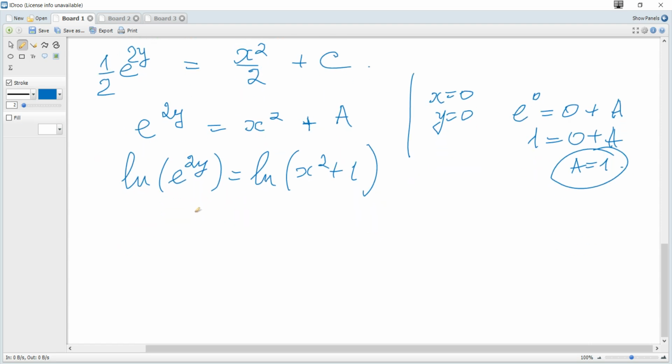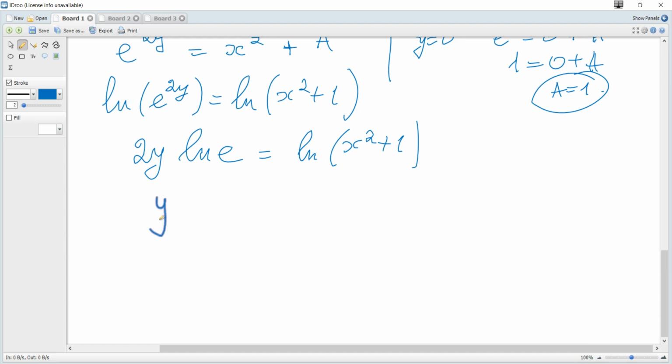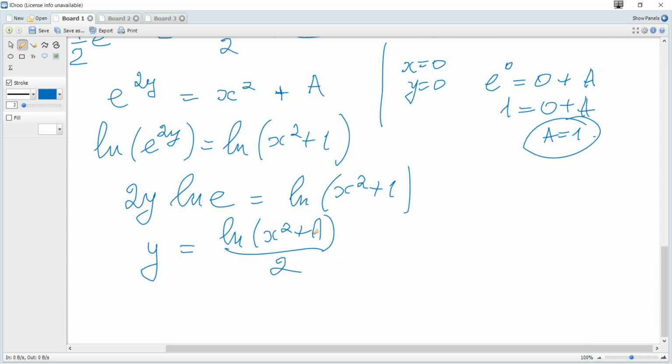Hence a is 1, and applying ln, we get this. It becomes 2y ln of e is ln of x squared plus 1. Ln of e is 1. It's the definition of log, like log 2 of 8 is 3 because 2 cubed is 8. So y is just this ln divided by this 2, and it's the required solution. In general, you may keep the constant and find it at this step. It doesn't matter.